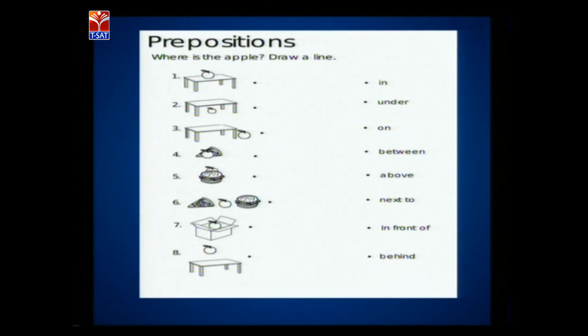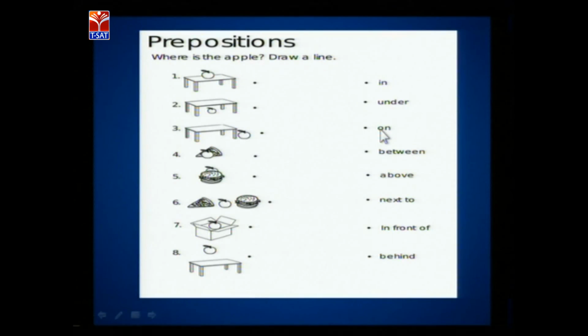Draw a line. Now you have to match. The children have to match the pictures with the right preposition. So they have to draw a line. If it is on, then they have to draw a line from the first picture to the third preposition, on. So here I am going to show you on the slide, from here to here, on.